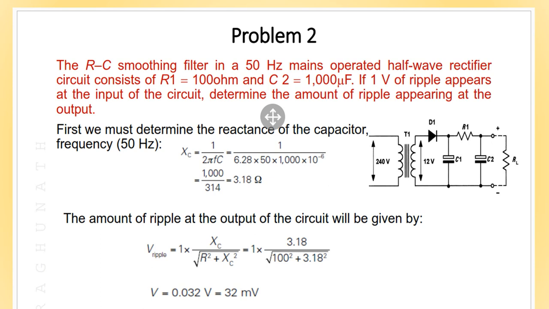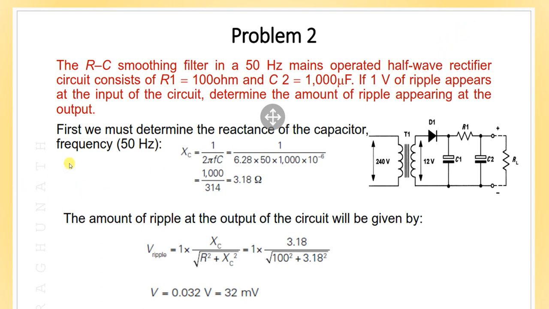Output of the rectifier is pulsating DC. It contains ripple content, so you have to remove it. The value of the ripple content after the diode is 1 volt, and it is connected to the smoothing circuit composed of R1 and C2. You have to find out after the smoothing filter what is the value of the ripple content. Before filtering it is 1 volt. Now it is reduced to how much, you have to find out. A filter removes the ripple, so definitely 1 volt ripple will be reduced to millivolts.